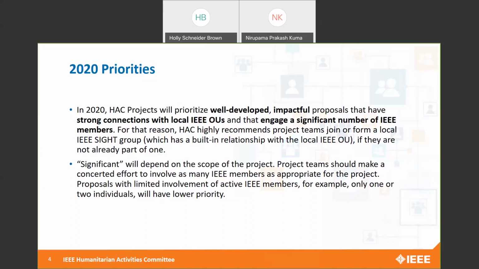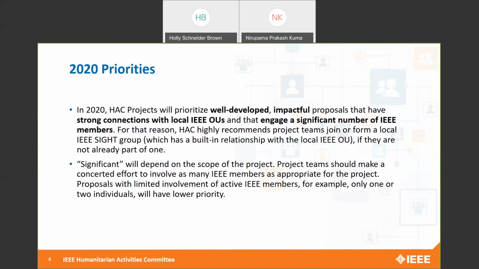Till now we've kept it a little more flexible, but I would say that attaching yourself to the section would be best because that helps you engage more members of your section, especially when you'll be tackling local problems. And we request you to engage a significant number of IEEE members. So in the past, what HAC has done is we have okayed projects that involved maybe one IEEE member and the rest were non-IEEE members. But the significant change that we are making going forward is we request really a significant number of IEEE members.